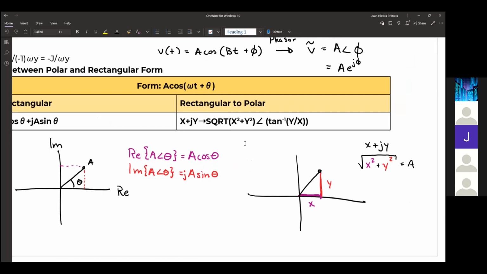And to get the angle, you use good old tan. Tan of delta is equal to Y over X, so delta is the inverse tan of Y over X. As you can see here, the square root of X squared plus Y squared gives you the magnitude, and the angle is given by the inverse tan of Y over X.